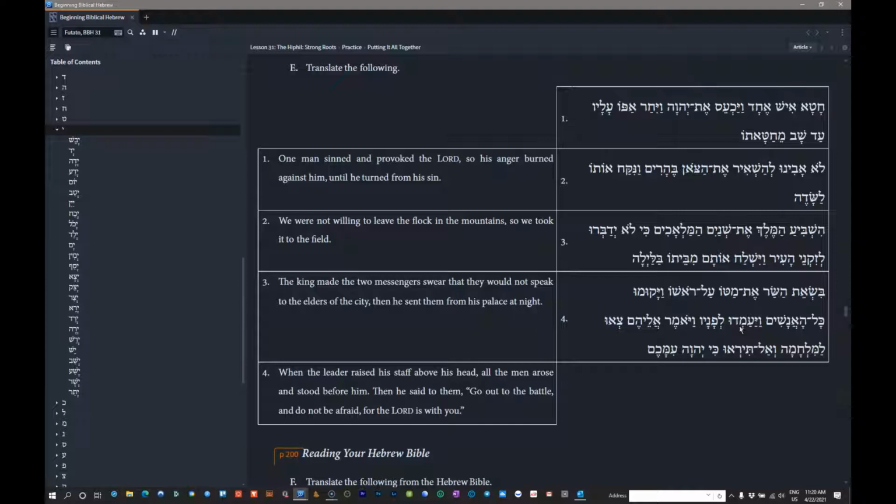So the men arose and they stood. Lefanav is before him or in his presence. And he said, so again, third person, we're looking for a subject, but we may not get one. It may just be he said.